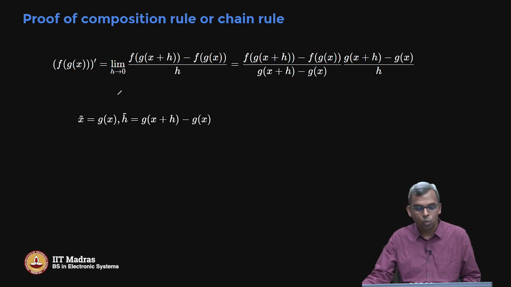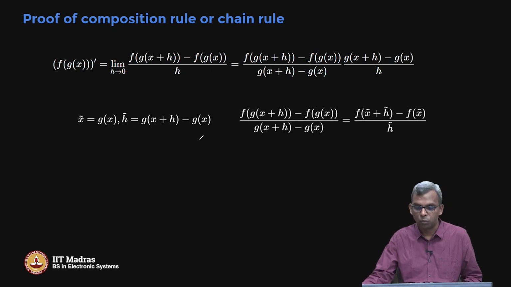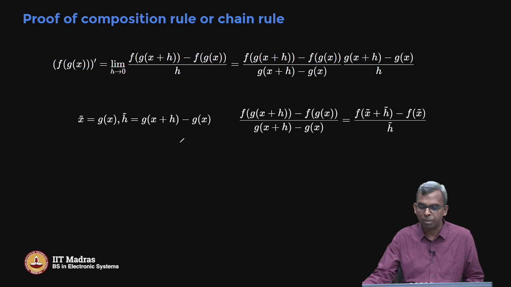Now when the change of variables happens, you should always be careful about what happens in the limit here. I did this change of variables. What happens to the limit as h tends to 0? As h tends to 0, h tilde also tends to 0, right? So that's a nice thing to see. That's something you can keep track of.